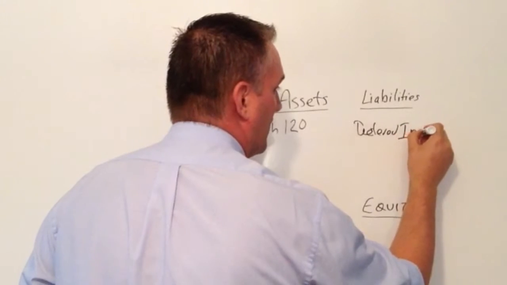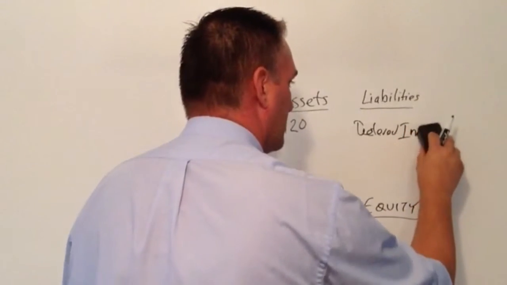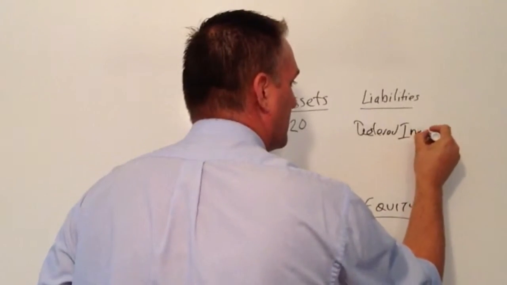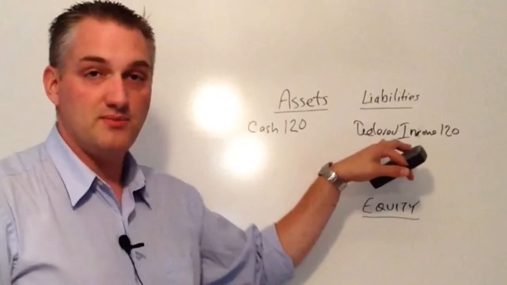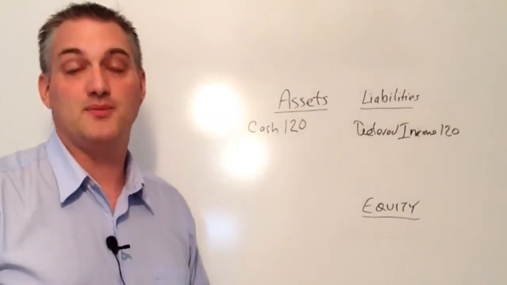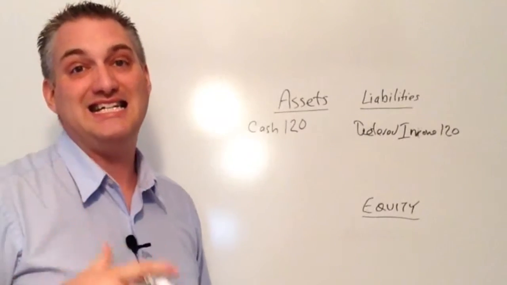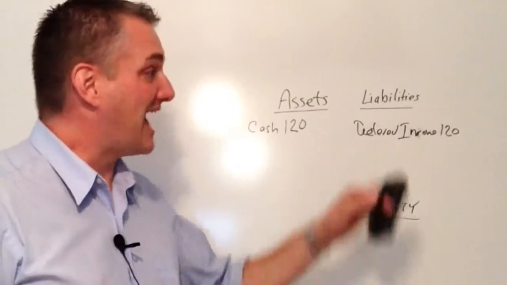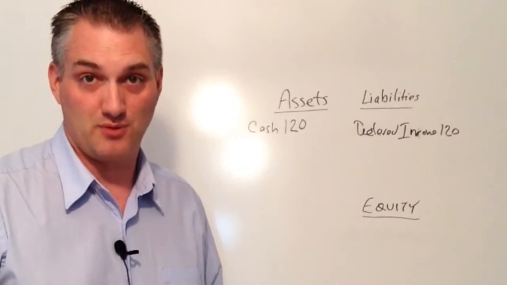or deferred income of 120. Now, this can be called deferred revenue, deferred income. It depends on your industry, where you are in the world, etc. But the idea is this is a liability for a service that we have yet to deliver to our customer.